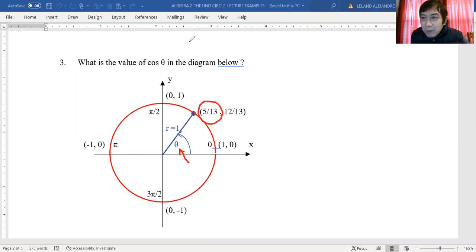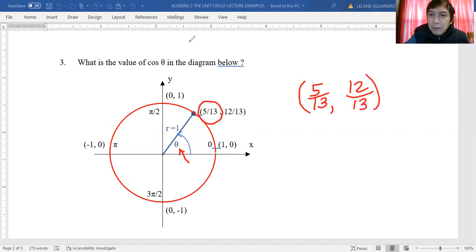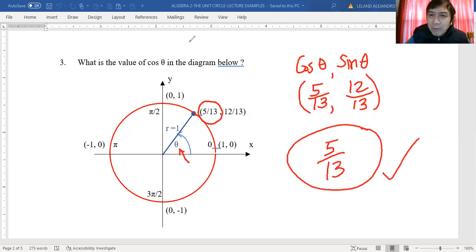That's the x value of the point, because the point is 5 over 13, 12 over 13. There. That means this is the cosine theta, and this is the sine theta. The question is the value of cosine theta. Therefore, the answer is 5 over 13. That's the answer. All right, that goes to our number 3.